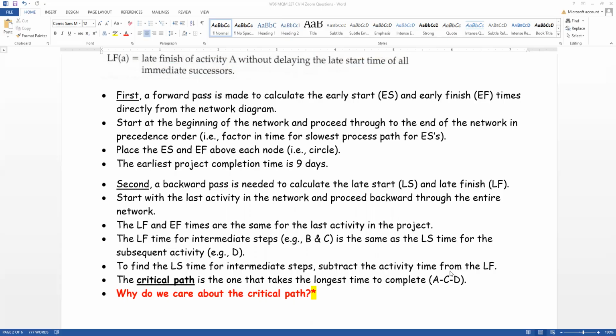Because on this other path, I could goof around, even a day, like in the example I just mentioned, and I still could get done on time because one path gets done sooner than the other. So that's why we care about the critical path. It's the one that takes the longest, and if you mess up and have any sort of delays, it's going to make you get done later than you had originally planned.